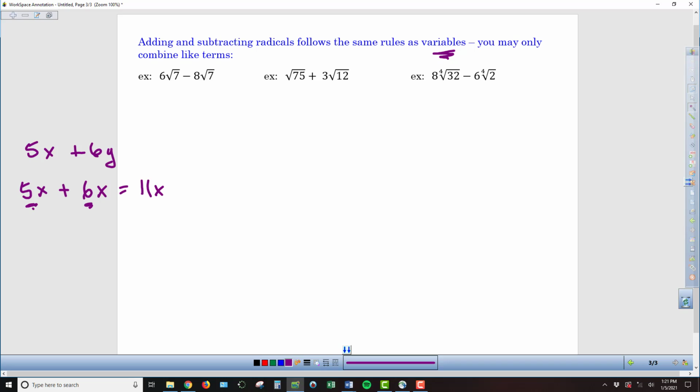That's an important piece there. It does not become x squared. The exponent only changes if we're multiplying. If we're adding, we just combine the coefficients. And so that's exactly how we're going to approach it here with these examples.